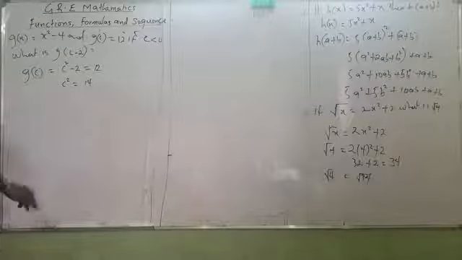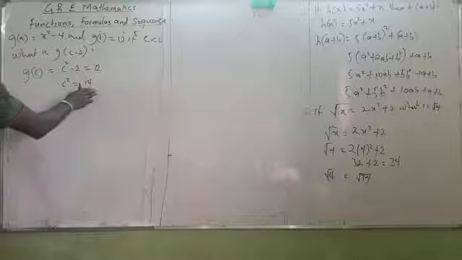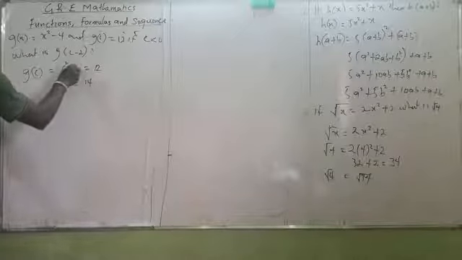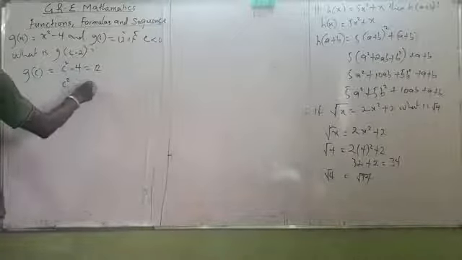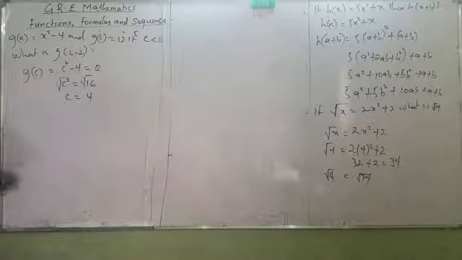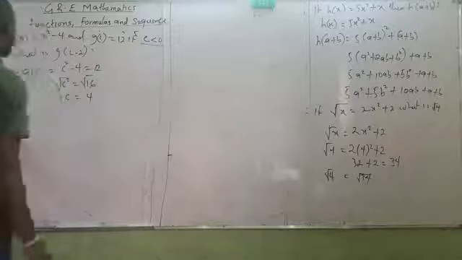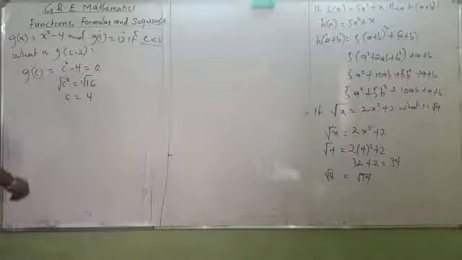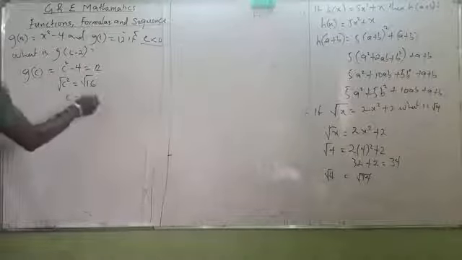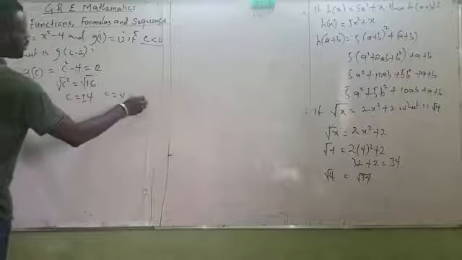Yes. This is 4, rather. 4, that will be 16. My C will be equals to 4 after squaring both sides. Since I have that, I can now say that from the question, we indicate that C is less than what? C is less than 0. Since it is less than 0, it will be plus or minus C. It means C can be 4 or minus C.